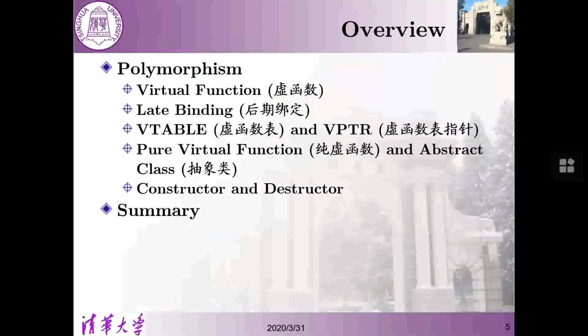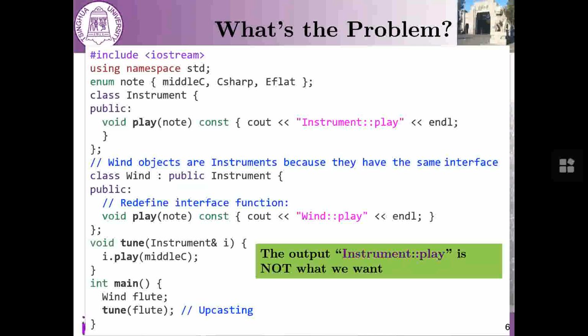Now we will learn something new. Polymorphism. So we just learned that the problem is if we try to call this function tune by a derived reference, then this will be the output, right? This will be the output because the compiler knows that, okay, it's already upcasted to an instrument reference, so it should call this, right? Instrument play. So nothing wrong, right?